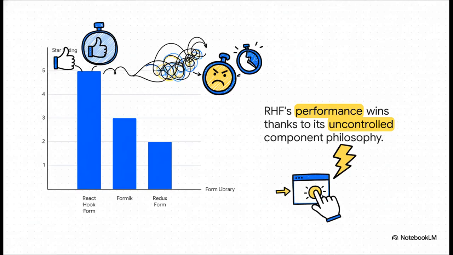And here it is visually. That performance gap is huge. You have to remember, for your users, performance is the experience. A fast, snappy form feels professional. A slow one, well, it's just frustrating. And that 5-star rating for React Hook Form, that all comes back to that brilliant, uncontrolled component philosophy.